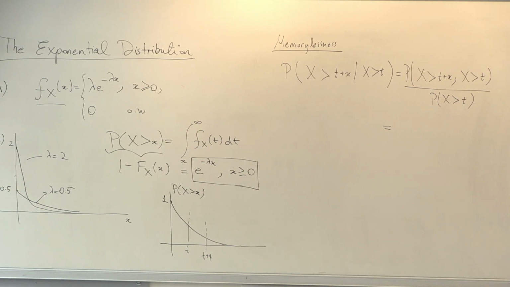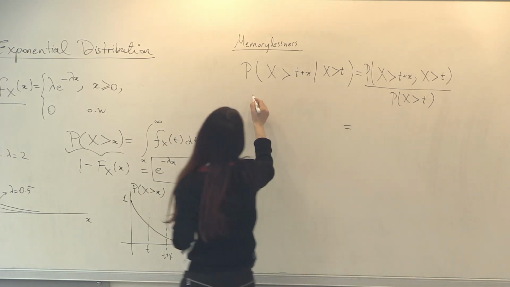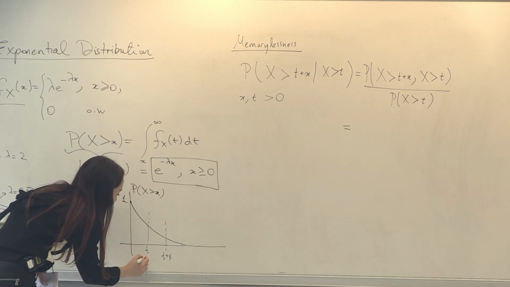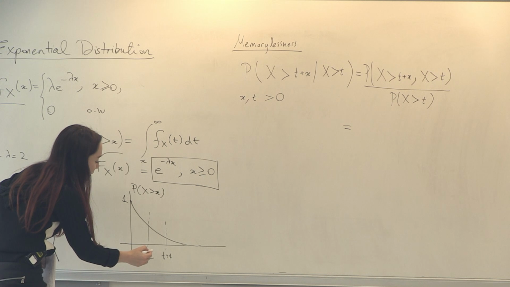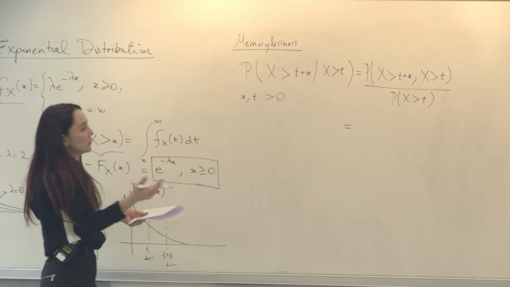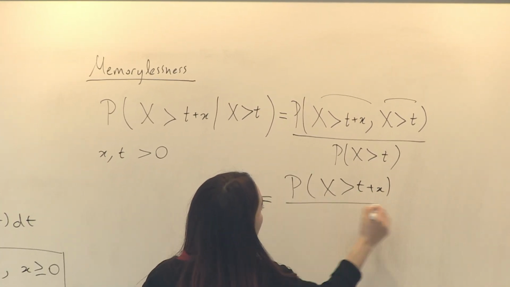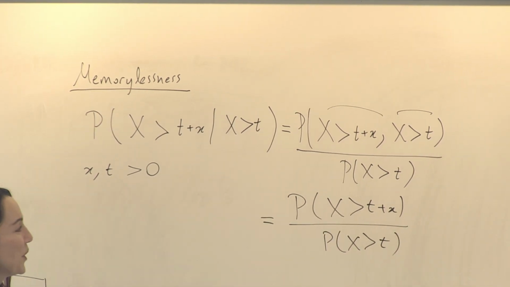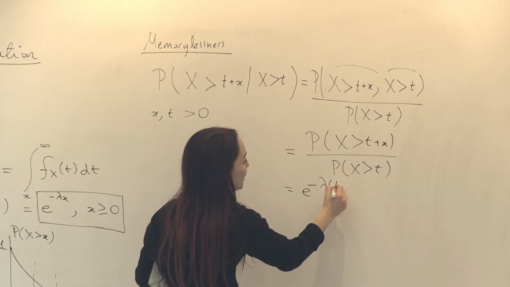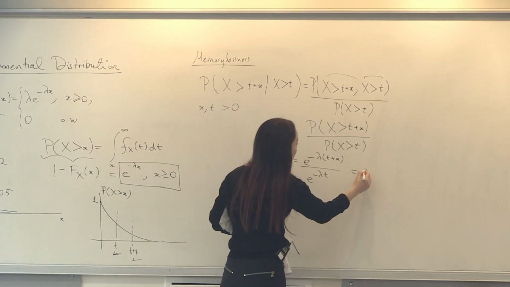Maybe it's too late. So what is the probability that X is bigger than t plus x and X is bigger than t? By the way, of course, we're talking about a positive t and a positive x, right? What is the probability that X is bigger than this value and X is also bigger than this value? Well, if it is bigger than this value, this is automatically satisfied. So this is the probability that X is bigger than t plus x. But then we already know for the exponential, the probability of being larger than t plus x is e to the minus lambda times (t plus x). And the denominator is e to the minus lambda t. So the ratio is e to the minus lambda x.